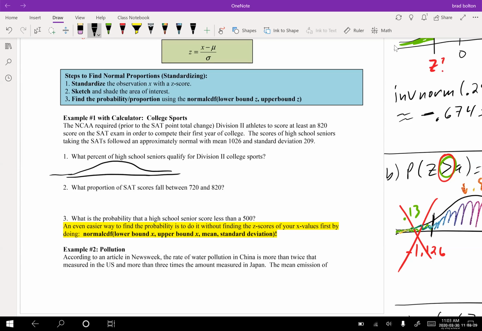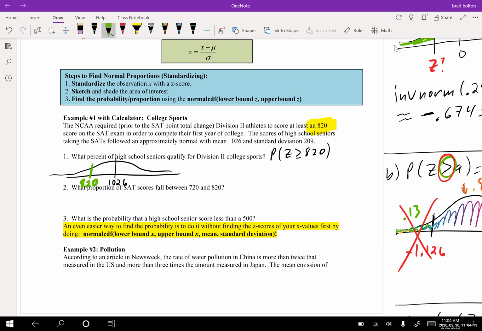Okay. So it says, what percent of high school seniors qualify for Division II college sports? Well, what do they need to qualify? They need a score of at least 820. So we're going to do the probability that the score is greater than 820, because at least could be greater than or equal to, but we want 820 or above. If the middle right here is 1026, where is our 820? Well, that's over here somewhere. I don't know exactly where, but I'll call that 820.